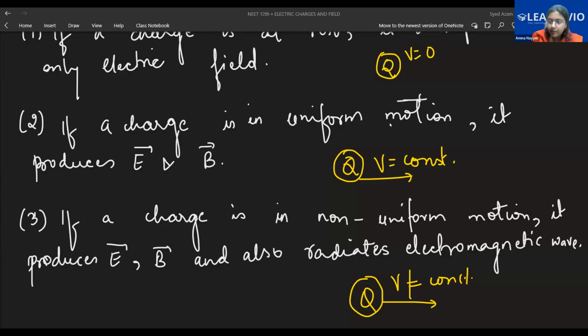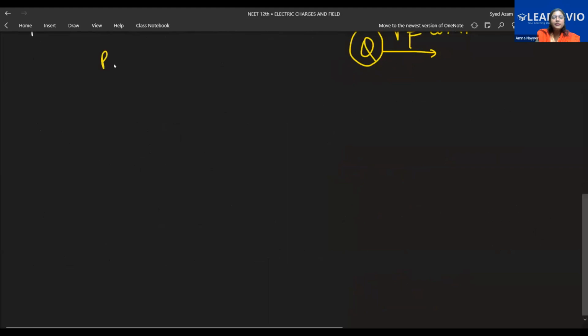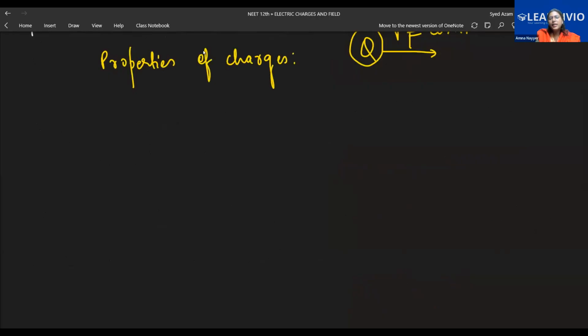Yes, ma'am. Okay. Amongst the properties of charges, let us discuss this. Basic properties of charges you already know. It's a scalar quantity, and when we say it's a scalar quantity, it can be solved algebraically.